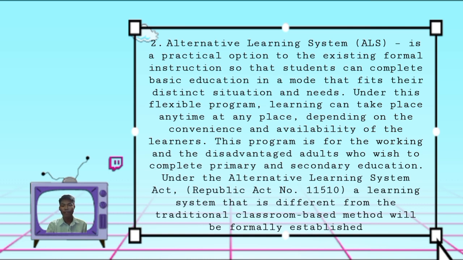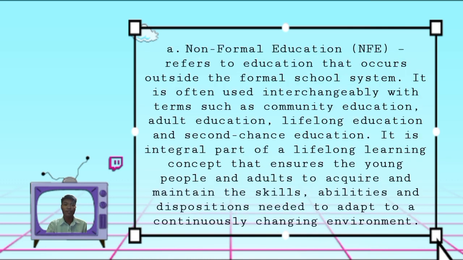Under Republic Act number 11510, a learning system that is different from the traditional classroom-based methods will be formally established. There are three types of the ALS. Let's start with non-formal education. Non-formal education, also known as the NFE, refers to education that occurs outside the formal school system.